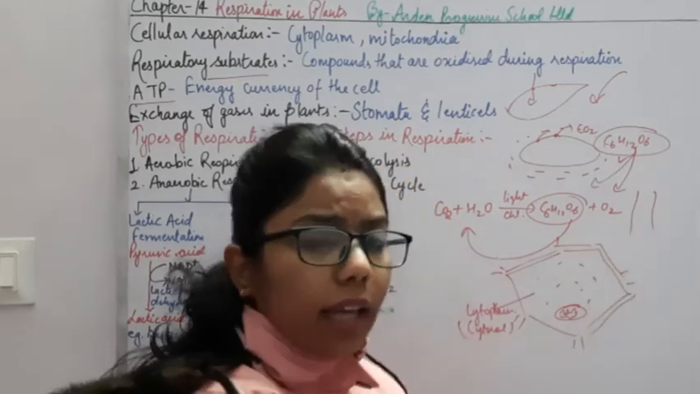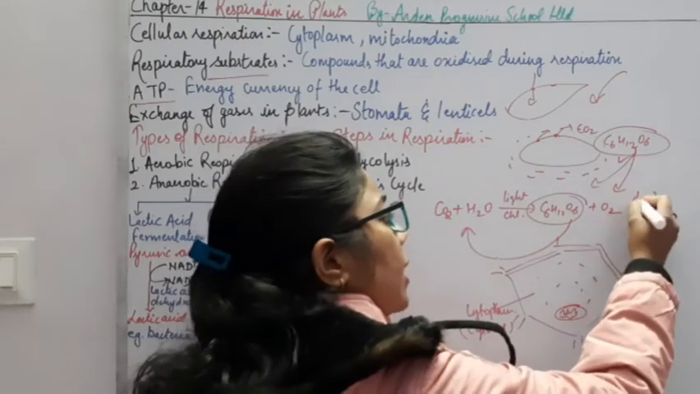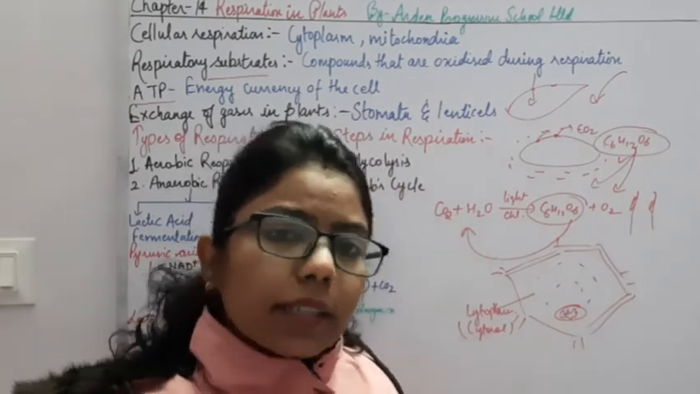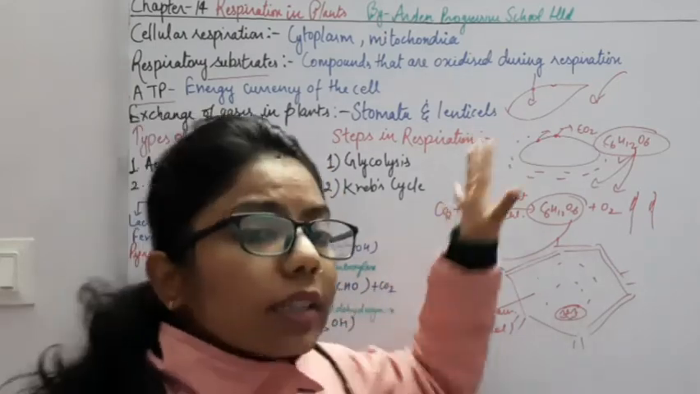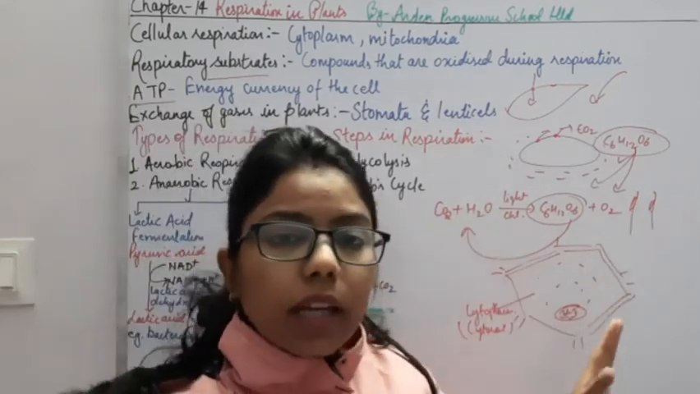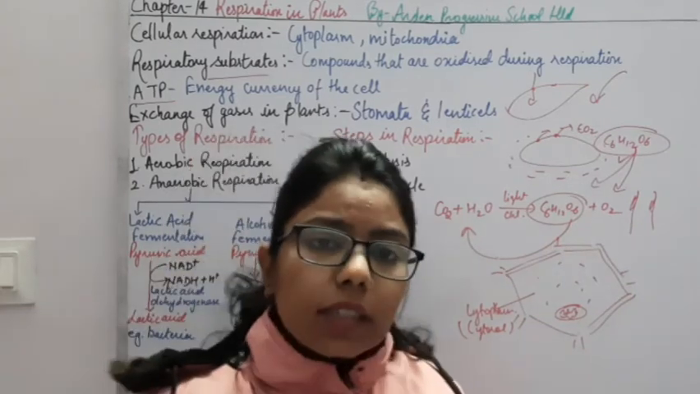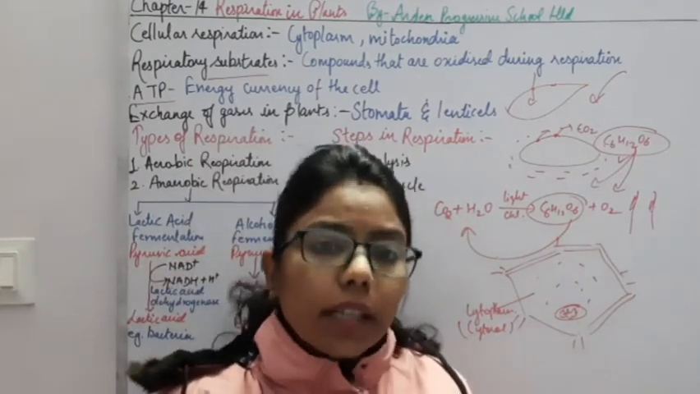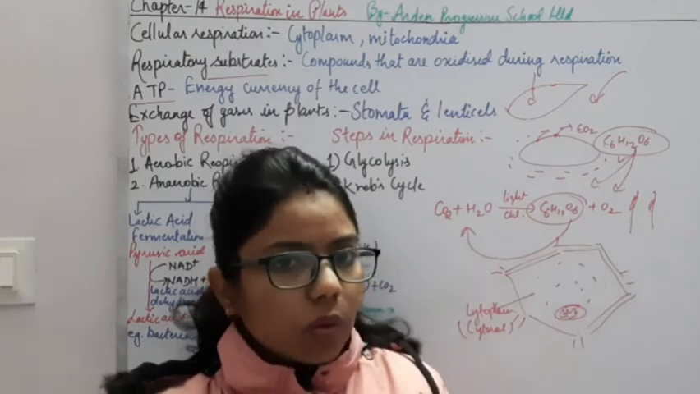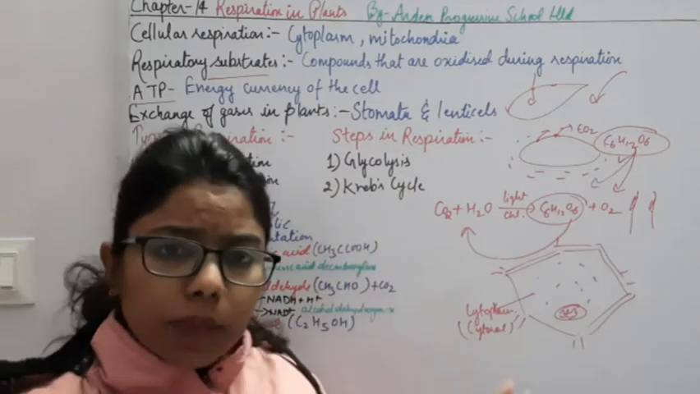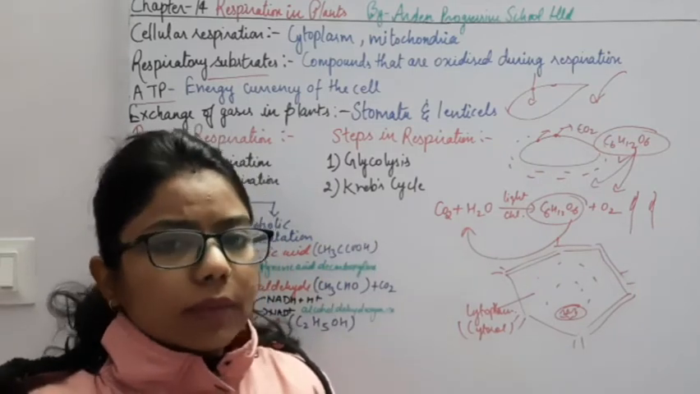Okay, you can see that in a big tree there are some spaces. These spaces are known as lenticels. So with the help of these lenticels, the stems are again doing respiration. It means they are releasing CO2 and taking in oxygen. Okay, so here we have completed the basic thing about how respiration will take place.